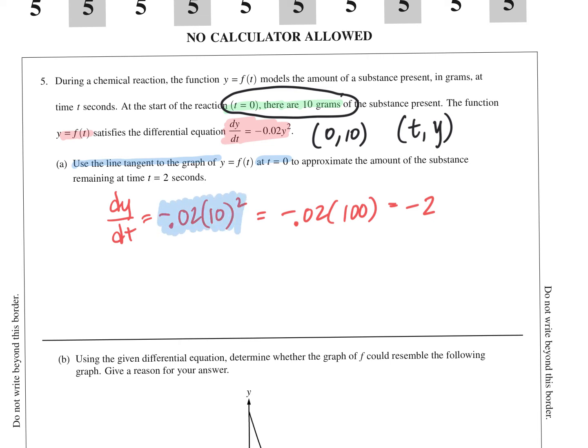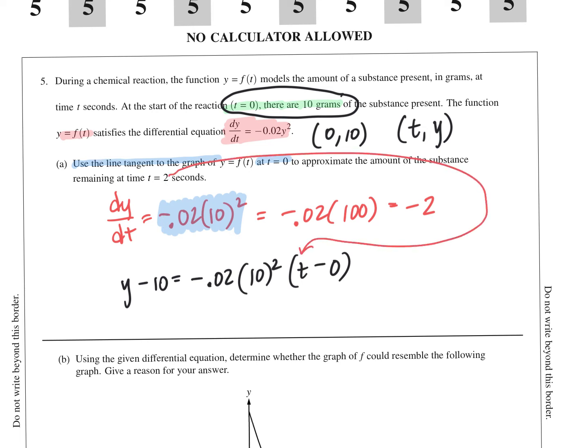So if we were to write that equation, what would that be? y minus 10 equals my slope. You don't have to simplify that. We can just write it like that, times, instead of x, we should write a t here. t minus 0, or you could just write t. They said use that to approximate the amount of substance remaining when t is 2. So I'm just going to plug in t is 2, and I'm going to move things away from the y.